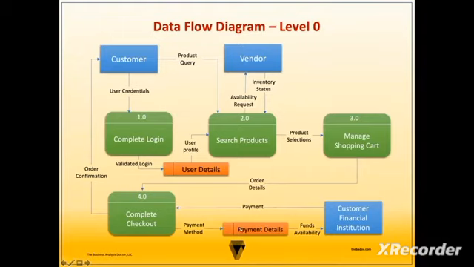The payment method details are retrieved. From there, the system will check the funds availability from the customer's financial institution. If the funds are available, the payment is sent back to Amazon, and upon payment, the checkout process is complete and the order confirmation is sent back to the customer.